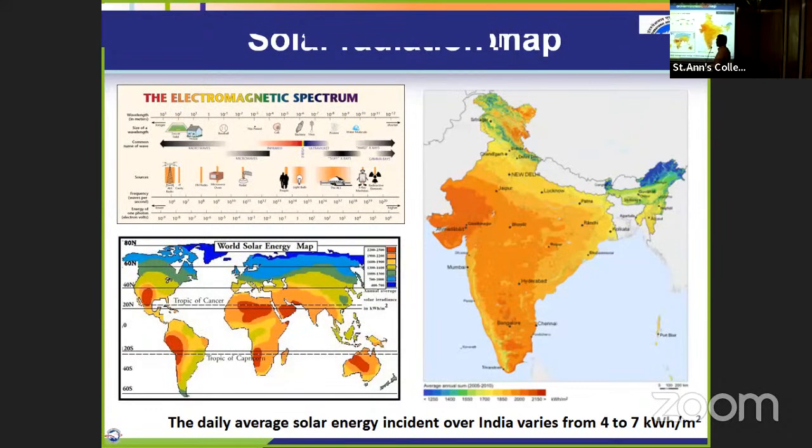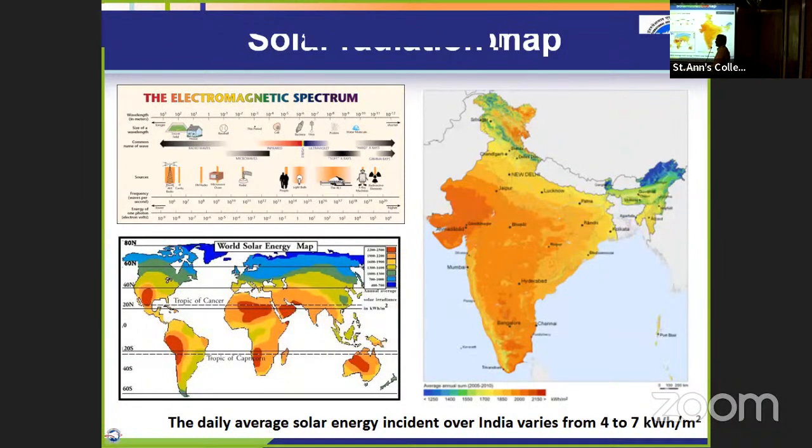So the radiation we get on the Earth is such that the dark area gets maximum radiation and the lighter area gets minimum radiation. Let's talk about the Indian conditions. The western part of the country, right from Gujarat to almost Tamil Nadu, gets very good sun radiation. On average in our country, we get 4 to 7 kilowatt hour per meter square. This is sufficient to generate huge power.